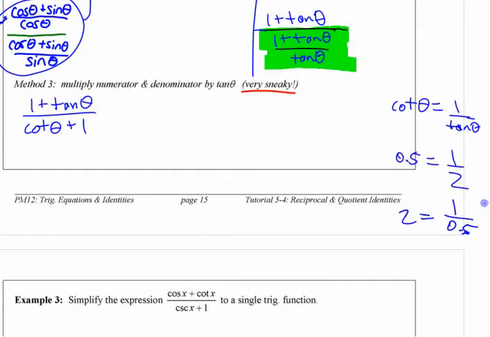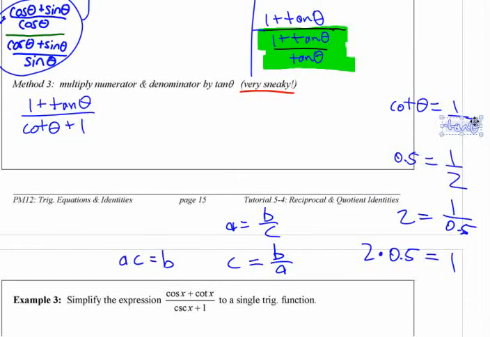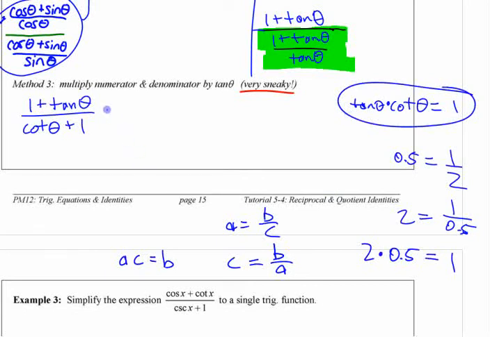Or what's the third way you could write it? You could write it using multiplication. 2 times 0.5 is equal to 1. You work with formulas like that all the time. If A is equal to B divided by C, C is equal to B divided by A. Or the third way: A times C equals B. What this is for this one is, this could be tangent. If this was up here, those two things multiply to tangent times cotangent. They're reciprocals. They multiply to 1. Tangent times cotangent equals 1. So that's why this is going to work here.